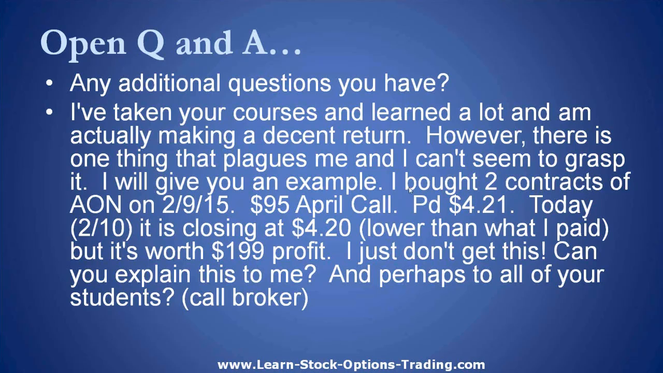But this one, I think it was Rebecca. She says she bought 2 contracts of AON on 2/9/15, and she paid $421, and the stock was closing at $420, so lower than what she paid, but it was worth $199 in profit. I was scratching my head on this. I don't get that at all. I have Call Your Broker here. Whenever you see stuff like that, definitely contact your broker. Your broker will know more than I. They will see what's wrong with your trading platform. They can explain it. This doesn't make sense to me at all. It may be something wrong with the broker platform.